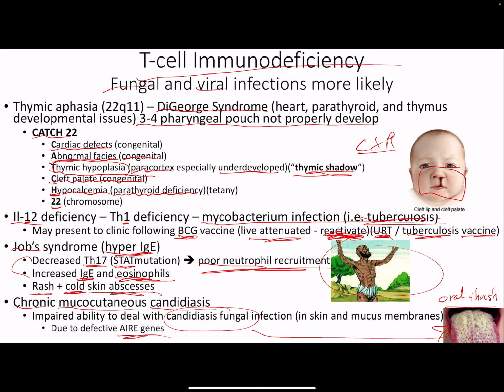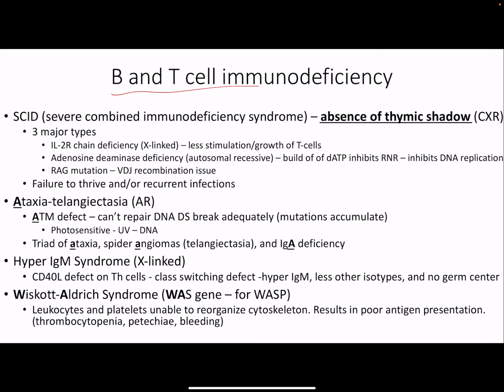What plays a role in that testing of do you recognize these things that are actually our own antigens are the AIRE genes. So if you have a defect in AIRE genes, you might have an autoimmune disease. And then randomly it's also associated with this as well. A B and T cell immunodeficiency, SCID, severe combined immunodeficiency syndrome.